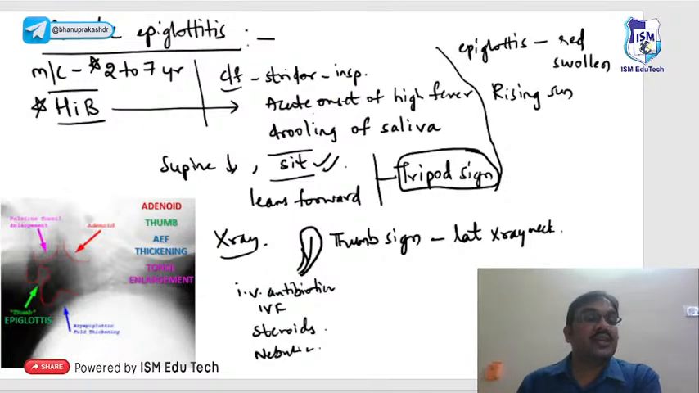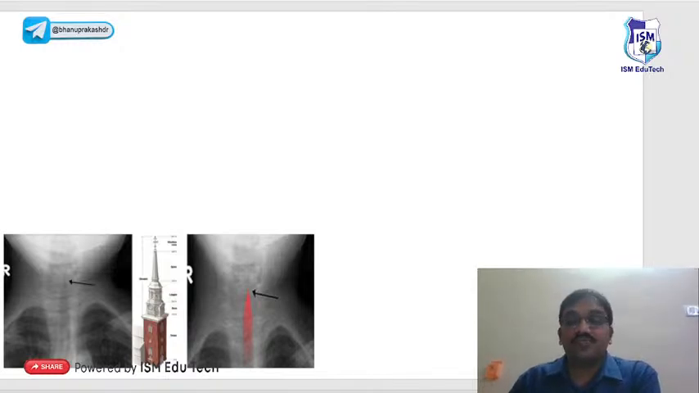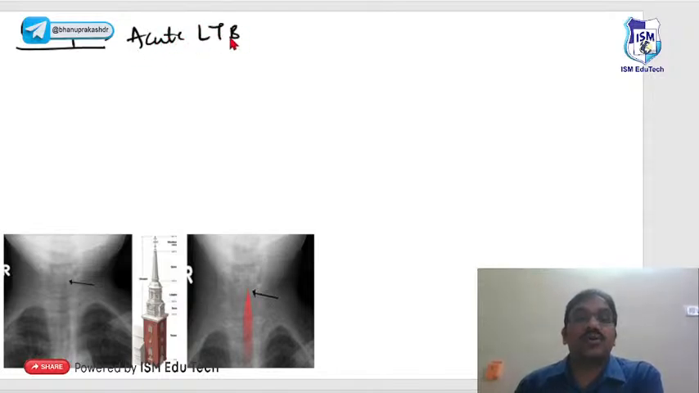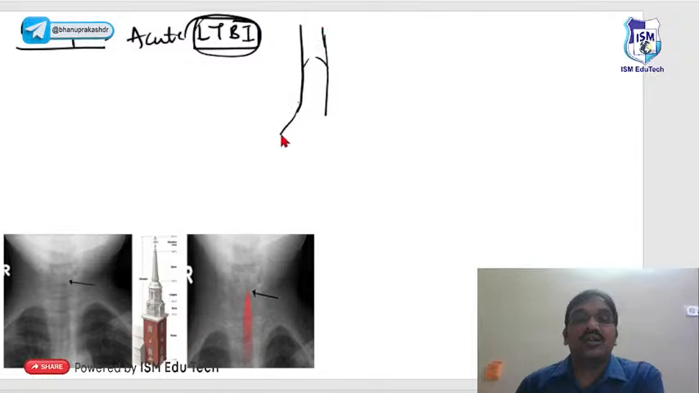And coming to your next condition, that is croup. Okay, this is also one of the most commonly seen conditions in pediatric hospitals. This is acute laryngotracheobronchitis, LTB. Croup is acute laryngotracheobronchitis. That means throughout the airway, your larynx, where your vocal cords are present, and trachea and both the bronchi are involved. So this entire part is infected.